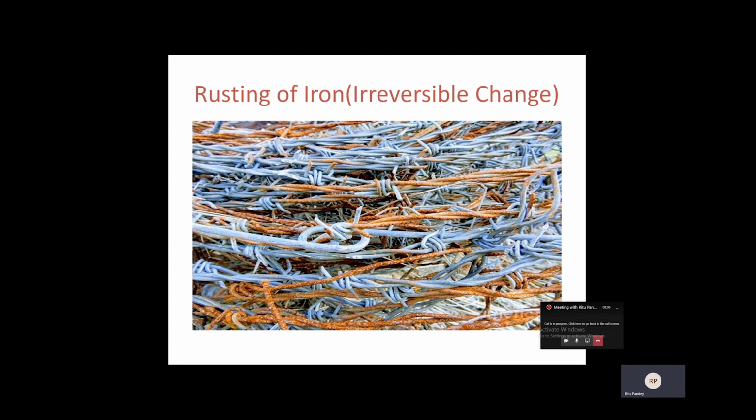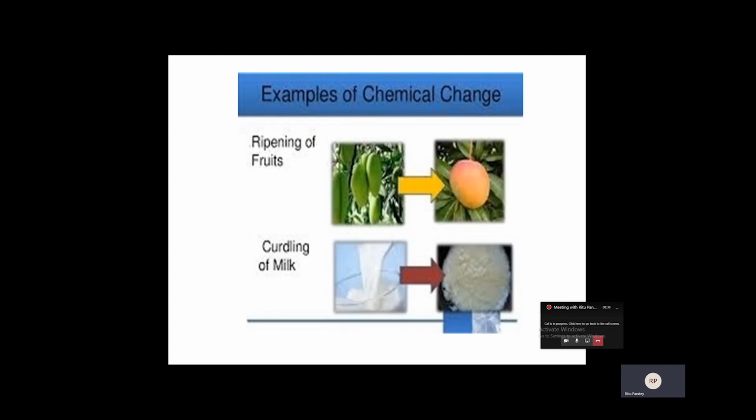Again, bring this iron wire near the magnet. But now the magnet does not attract the iron wire towards itself. This shows that rusting has taken place, and rust is a new substance that is non-magnetic. You cannot get back the iron from rust, and this rusting of iron is an irreversible and permanent chemical change.